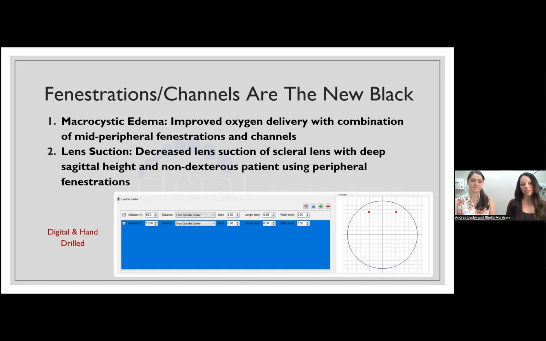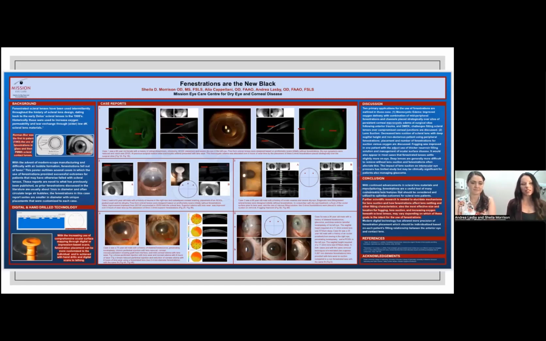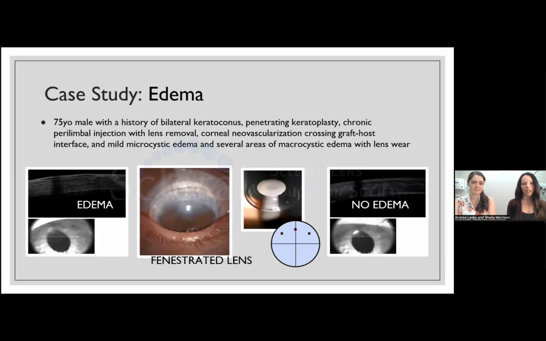What you see here is an example of a digitally placed fenestration. So again, the digital world is here. We also have labs that hand drill them, and they both work equally well. So there are lots of ways that you can get fenestrations into your lenses. At Mission, we did a series of case reports at GSLS last year, looking at some patient outcomes with a variety of different types of fenestrations in lenses. Here's a couple of highlights.